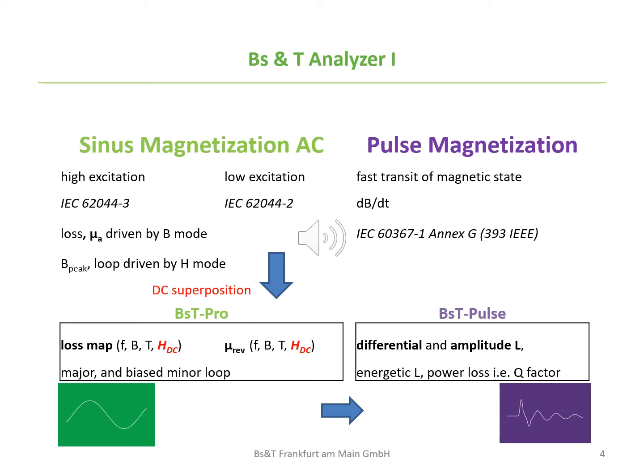The pulse magnetization shows a faster transition of magnetic status. The dB/dt rate is illustrated by the discharge voltage, and there is also an IEC or IEEE standard available to describe the physical principle. The concept of permeability to describe materials is overtaken by the inductance concept to describe nonlinearity of magnetic materials, which we're going to show in the next few slides.